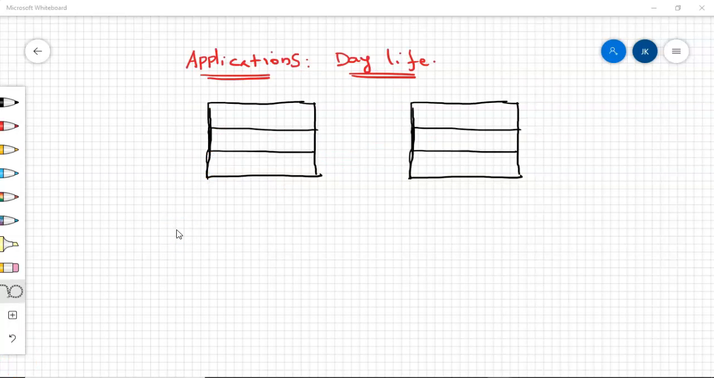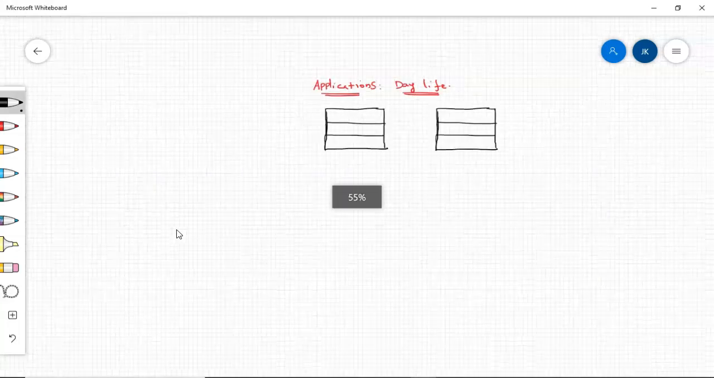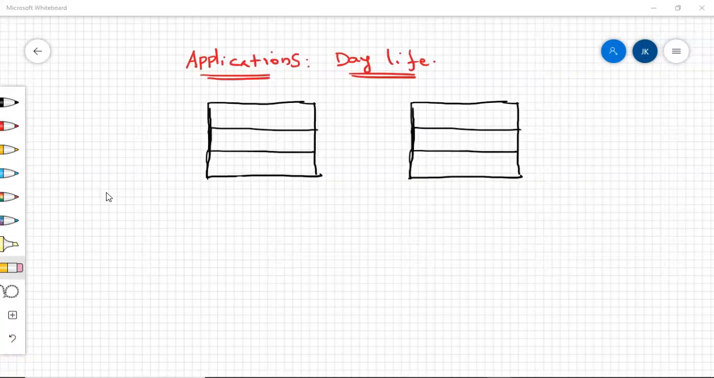Applications in daily life. Now we understood the center of mass is not always at the middle or the center. It moves towards the more mass region, right?